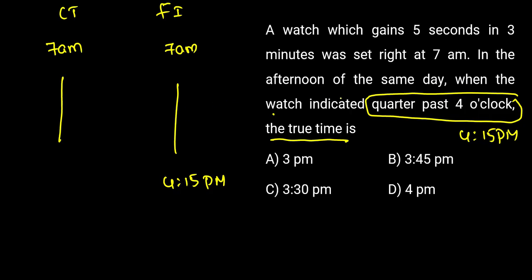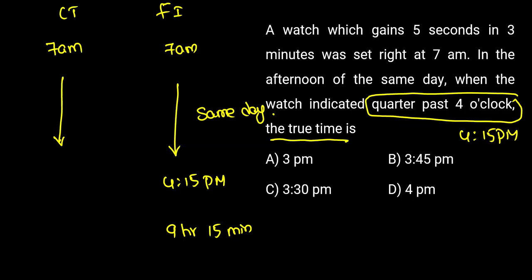As it is the same day, first calculate how many hours from there to here. 7 a.m. to 4:15 is 9 hours 15 minutes. Okay. When the fault time travels 9 hours 15 minutes, how much has the correct time traveled? Okay, sir, how can I get the data? They gave it in the first line. Your watch is gaining 5 seconds in 3 minutes.